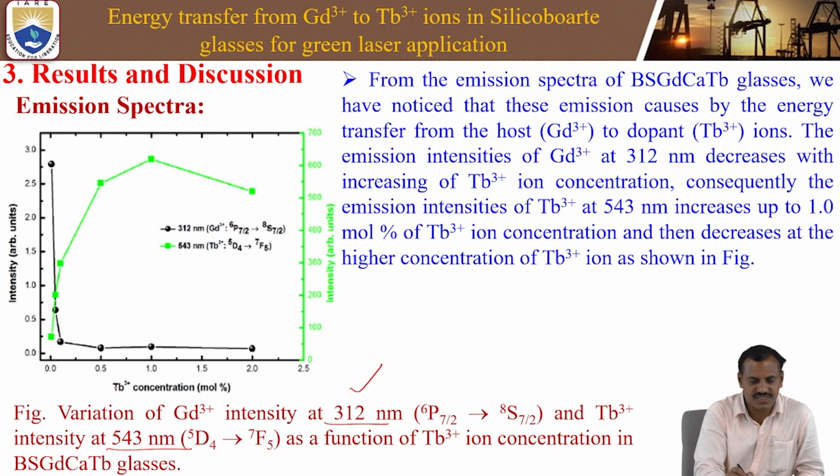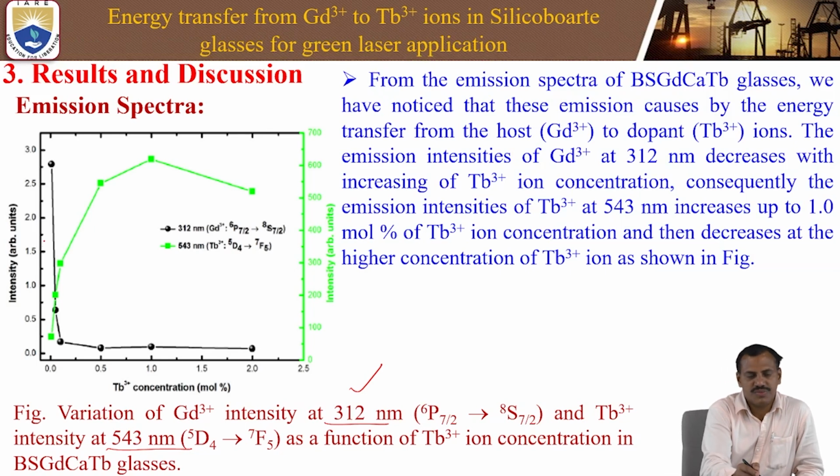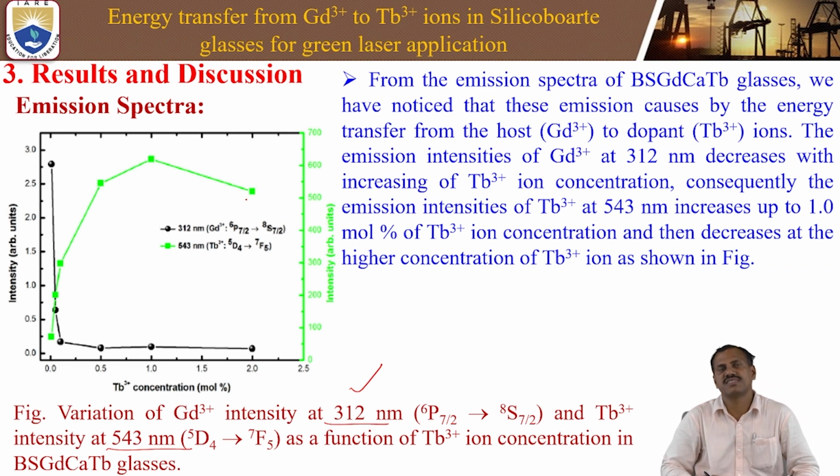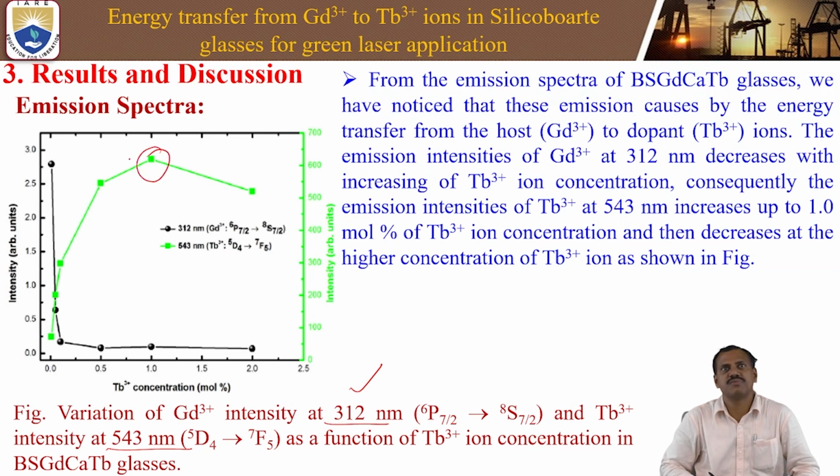See the concentration versus intensity. This black line shows the intensity of the gadolinium 3+ ions. At very low concentration, the intensity is very high. If we increase the concentration, the gadolinium intensity decreases. But in the case of terbium 3+, while increasing the concentration, the terbium 3+ intensity increases up to 1 mole concentration and slightly decreases at 2 mole concentration. That is, concentration quenching takes place particularly above 1 mole concentration of terbium 3+ ions.